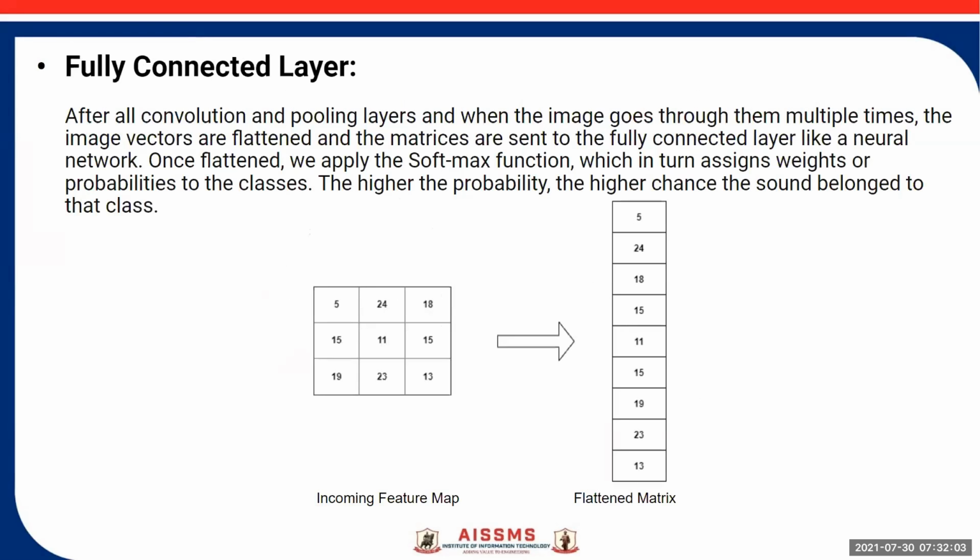The fully connected layer flattens the matrix. After flattening the matrix, we see a flattened matrix representation below. We use a softmax function. Now, why do we use the softmax function? Because we want to classify our sounds into 10 classes. The softmax function basically assigns weights, a probability to which class the sound file belongs to, and whichever class has the highest probability, that is the class that the sound belonged to in the first place.